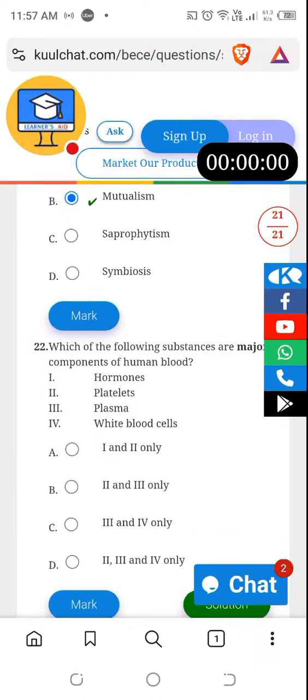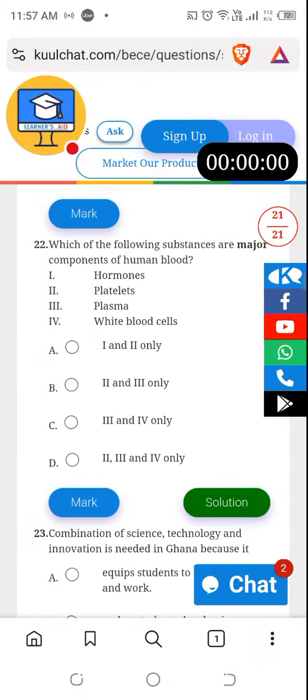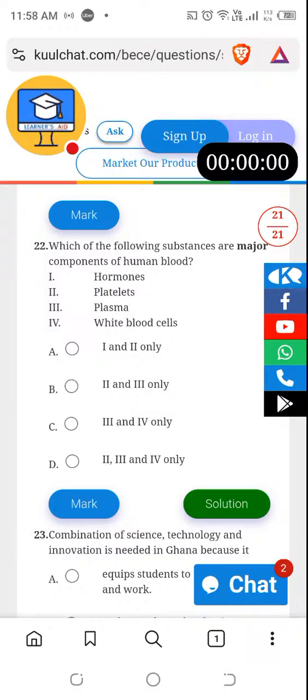Which of the following components are major components of blood? Platelets, plasma, red cells. I'll go for that. Good. So we've got it right. Next question.